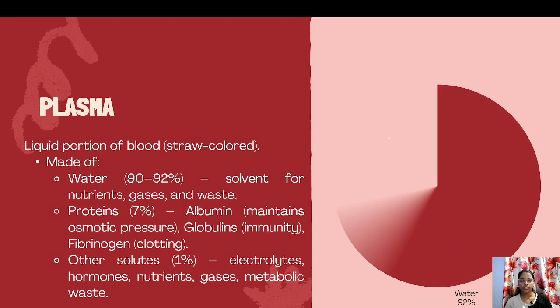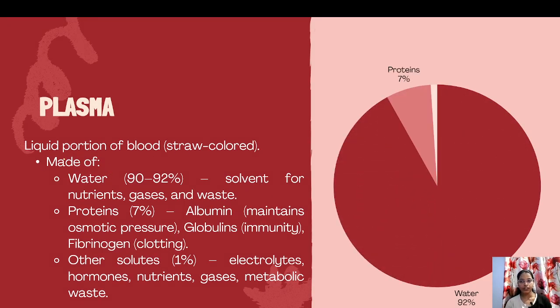Okay, so plasma is the liquid portion of the blood, and it is straw colored, as we have seen in the diagram on the earlier slide. Correct. This plasma is composed of water, proteins and other solutes. Now you can see in the pie chart, around 92% of water is present in the plasma, then 7% proteins, and the remaining 1% are other solutes. Correct. Now this 90 to 92% of water is the solvent for the nutrients, gases and waste products.